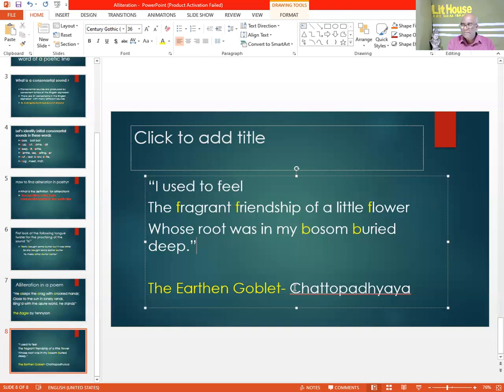Try to understand these techniques if you are going to study poetry, English poetry. This is common to all types of poetry, English or Sinhalese or Tamil or Japanese or any type of poetry.